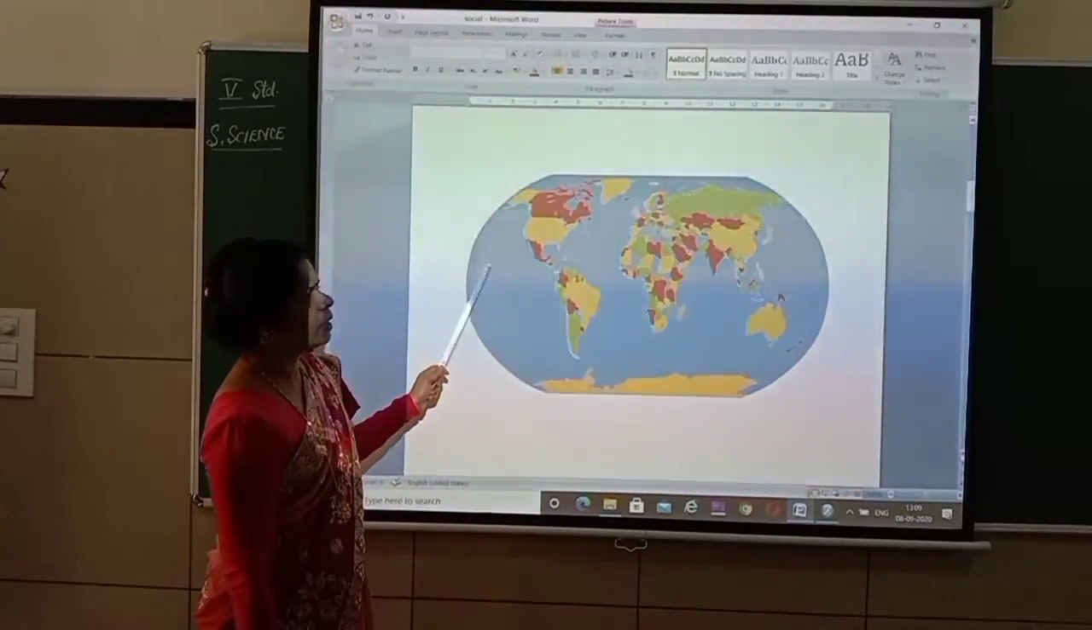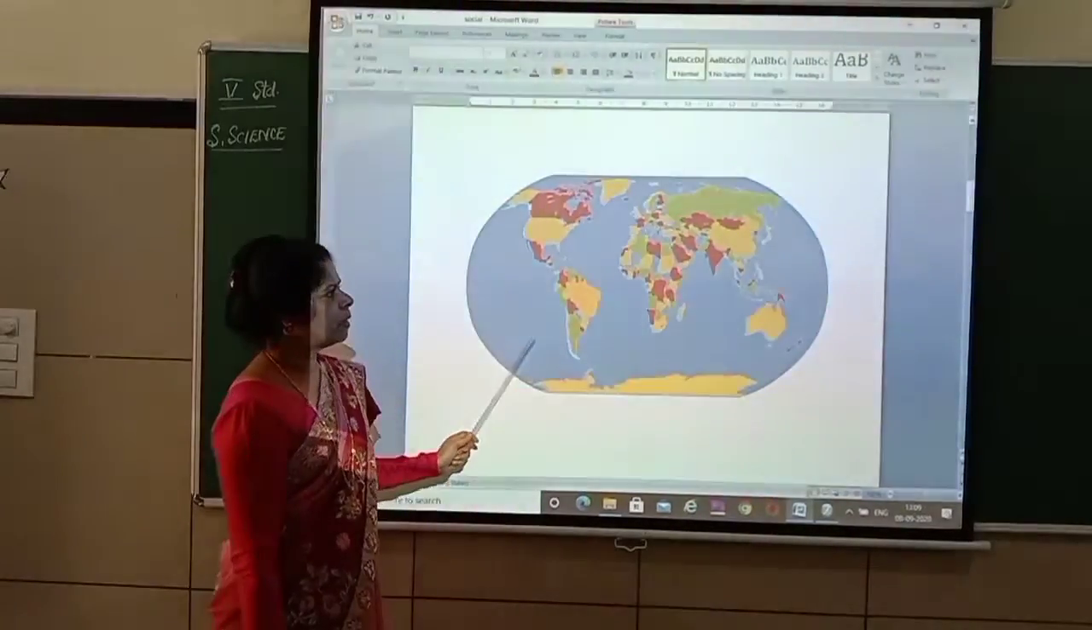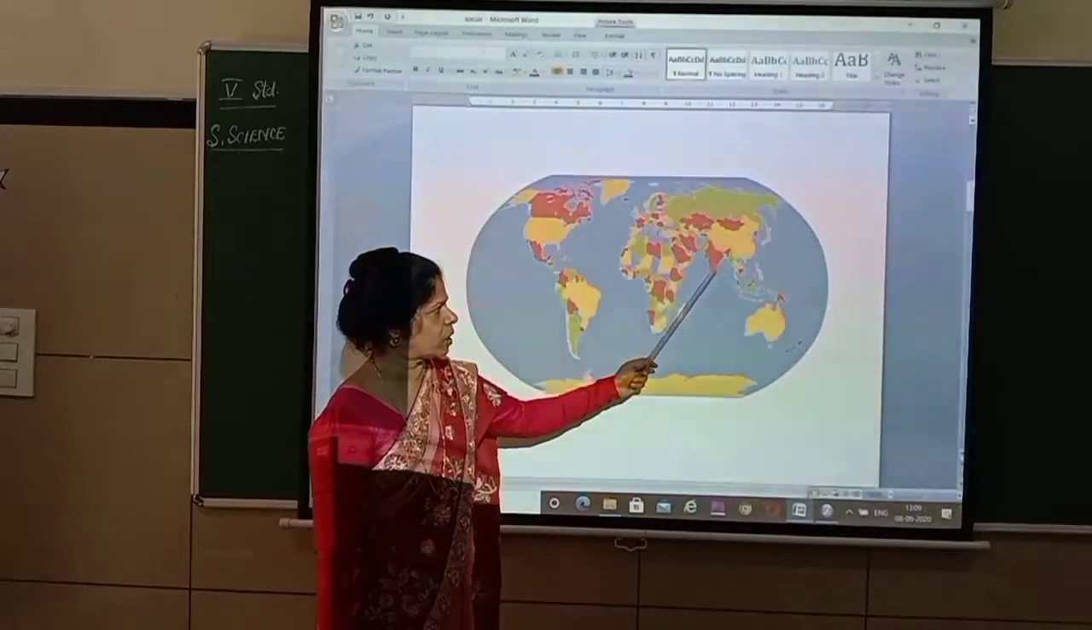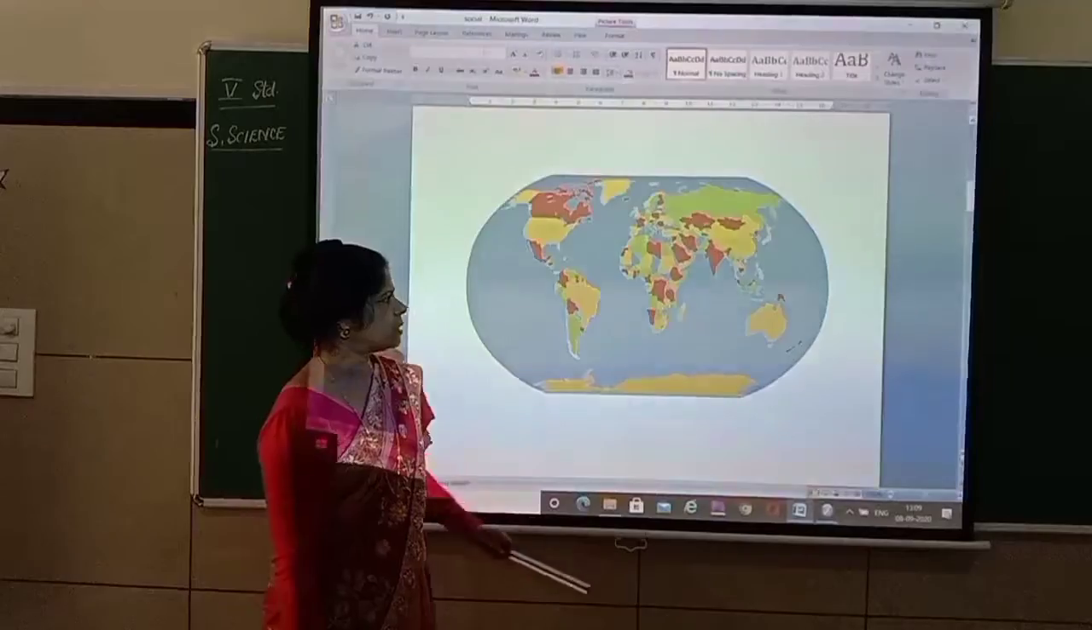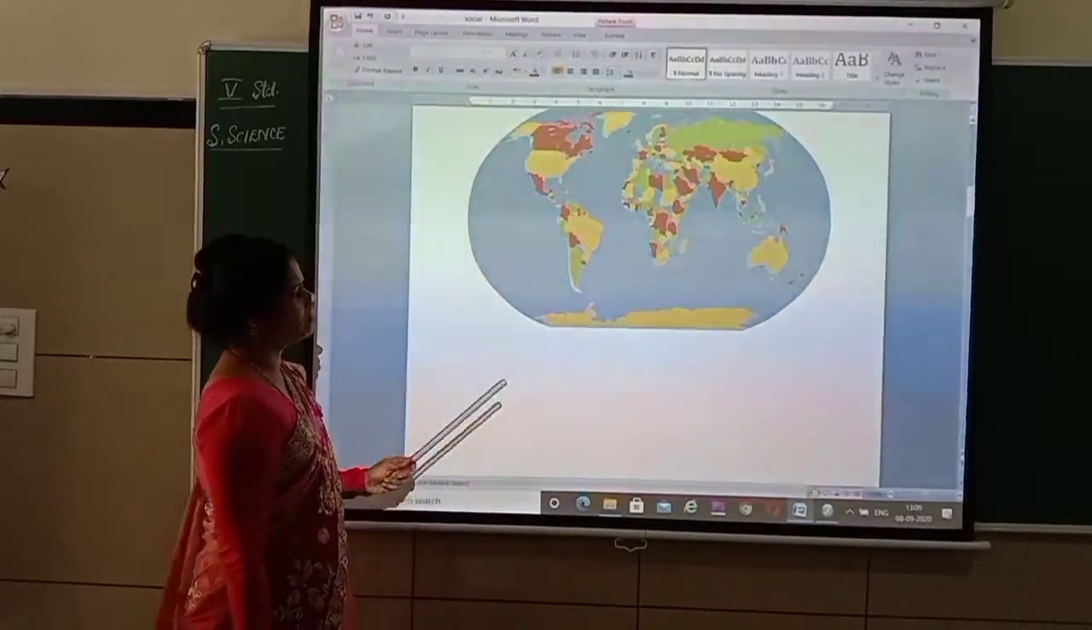Yes. Now you can see this is a world map. See, India is situated here. Can you see the location of India here? Okay. So it's in the Asian continent. Okay. Yes. Totally there are 7 continents.